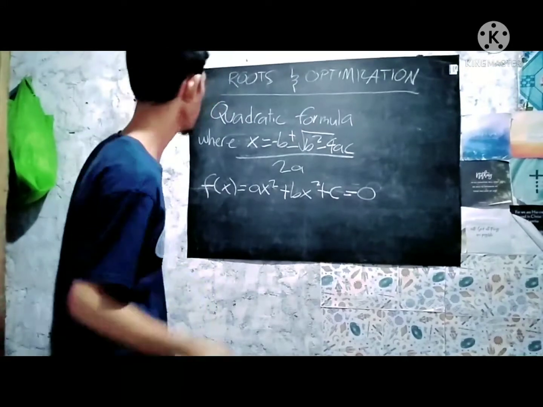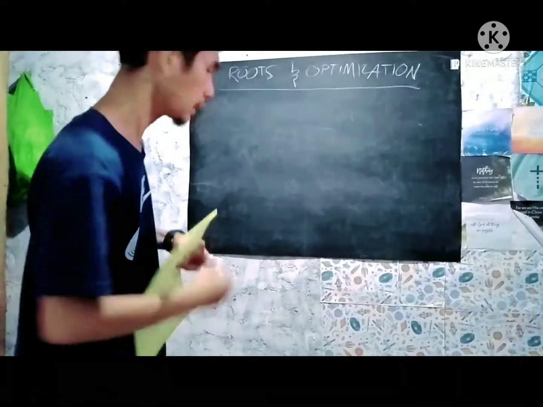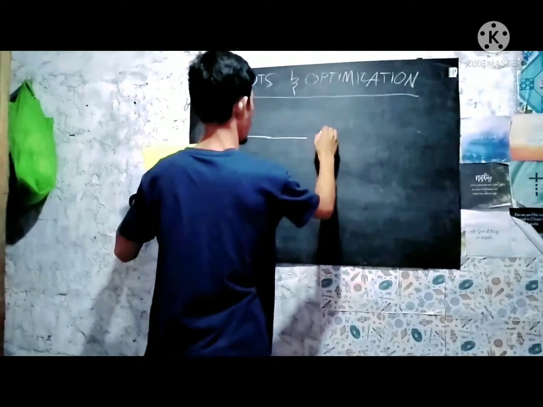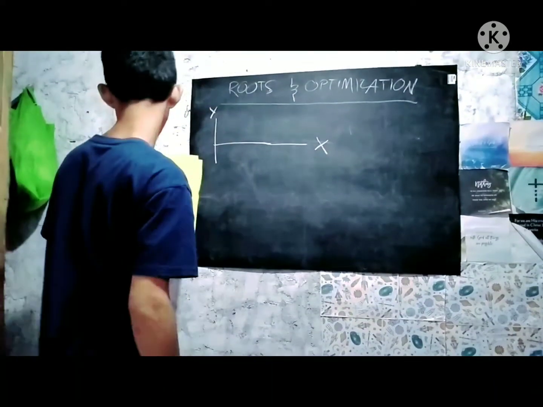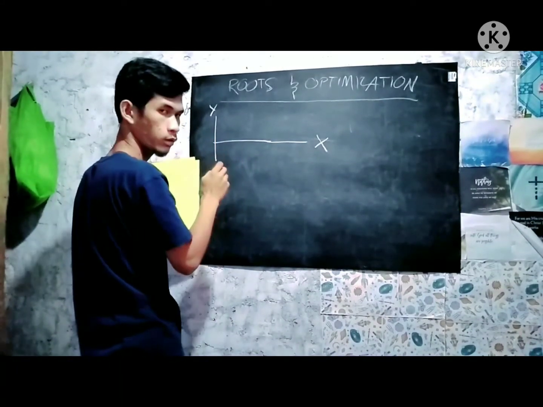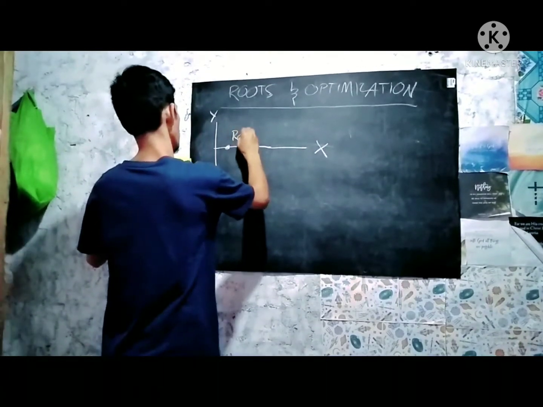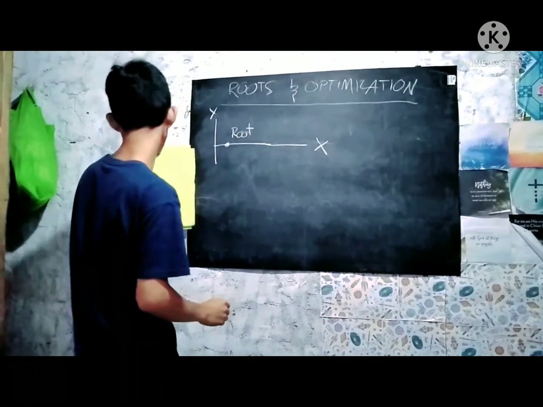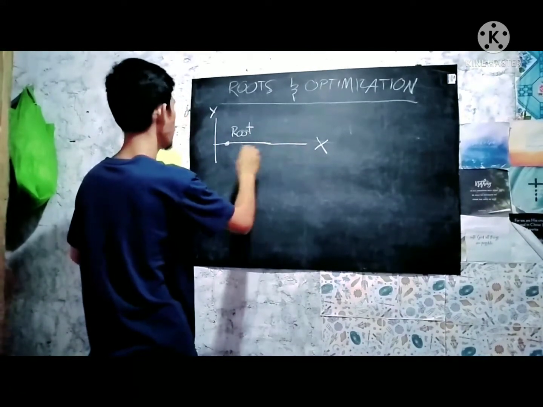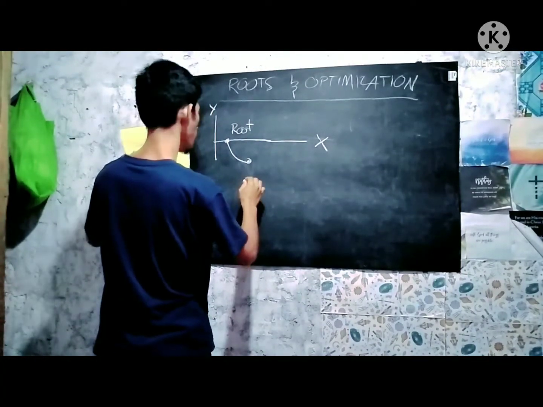Now we are going to plot. Before we plot, we first draw the Cartesian plane where we have the x-axis and y-axis. Every point that you see here is what we call a root. This is the first point, what we call the root. If the root is going down, under the x-axis, it is what we call the minimum root point.